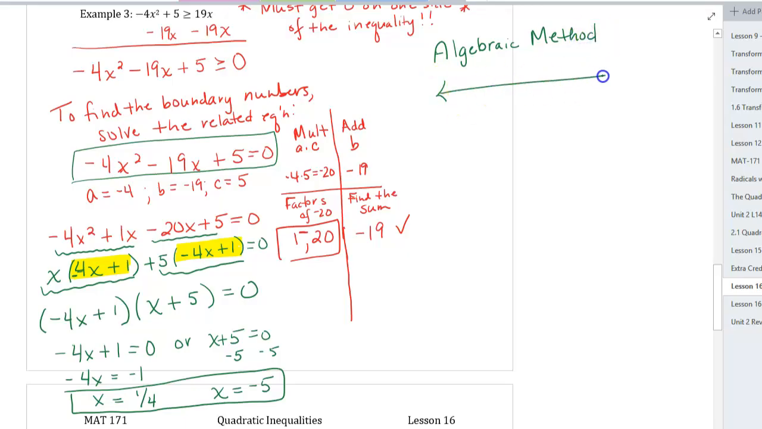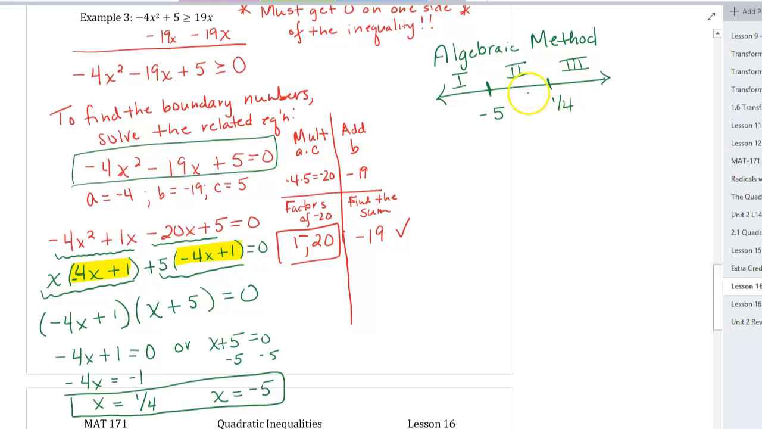So if I make a number line and I put the smaller one first, which is negative 5, and then 1/4, what I want to do is test interval 1, interval 2, and interval 3 to see which one of the intervals contain numbers that will satisfy this original inequality. And since the original inequality wants to know what values of x will make this greater than or equal to 0, another way of thinking of this is we're looking for what numbers, when we plug them in, will give us positive answers.